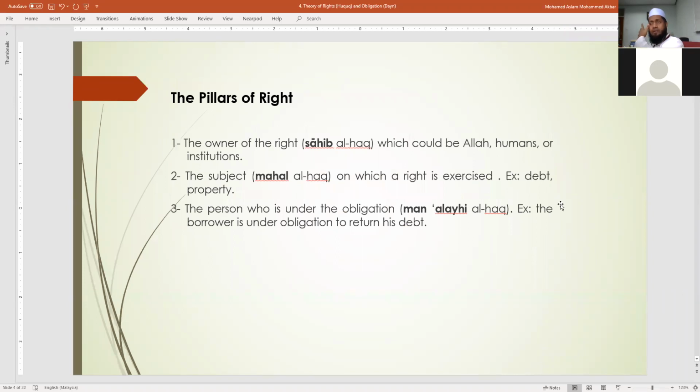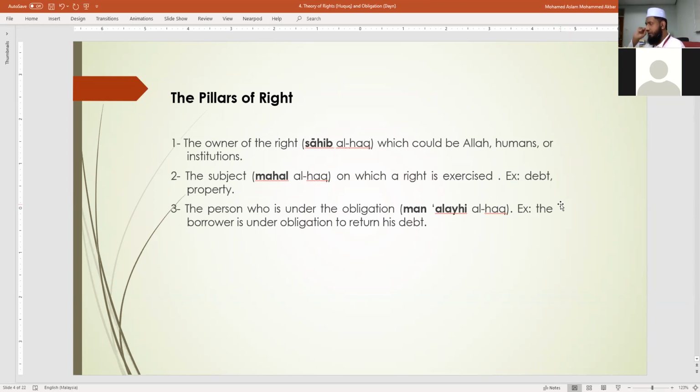So, what are the pillars of the right? There are three pillars of the right. Number one is sahib al haq. Number two, mahal al haq. Number three, man alayhi al haq. First of all, the owner of the right.